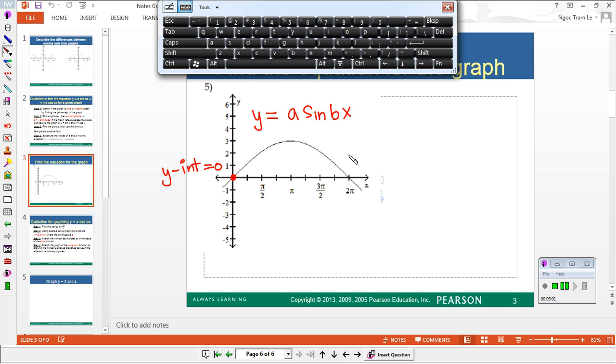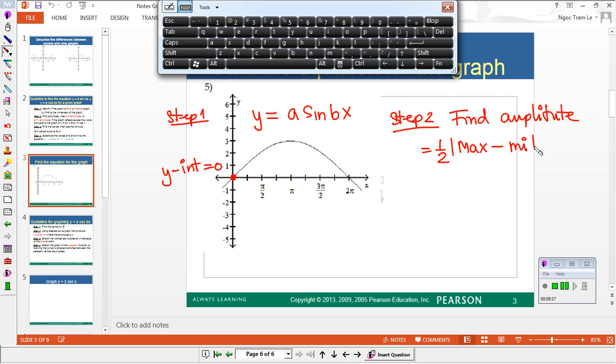So step number 2, I'm going to find the amplitude. Step 1 was this, and this is step 2. Amplitude will be half of y maximum minus minimum. So you look at this graph here. My y maximum, which I can see right here, would be 3. So right here y maximum is 3.